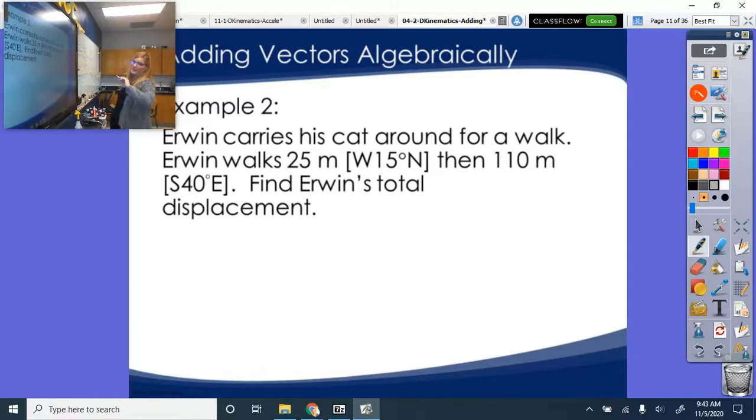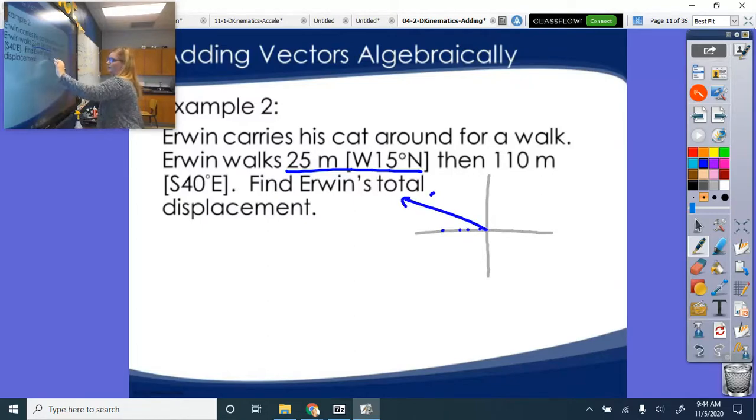And what we're going to do is we're going to start with our coordinate planes or our compass roses so that we have a really good idea of what direction everything is heading in, and we have something to compare it back to. So for this first part, we're going 25 meters. We're heading west and then 15 degrees north. So we're going to say that's 25 and this is 15 degrees.